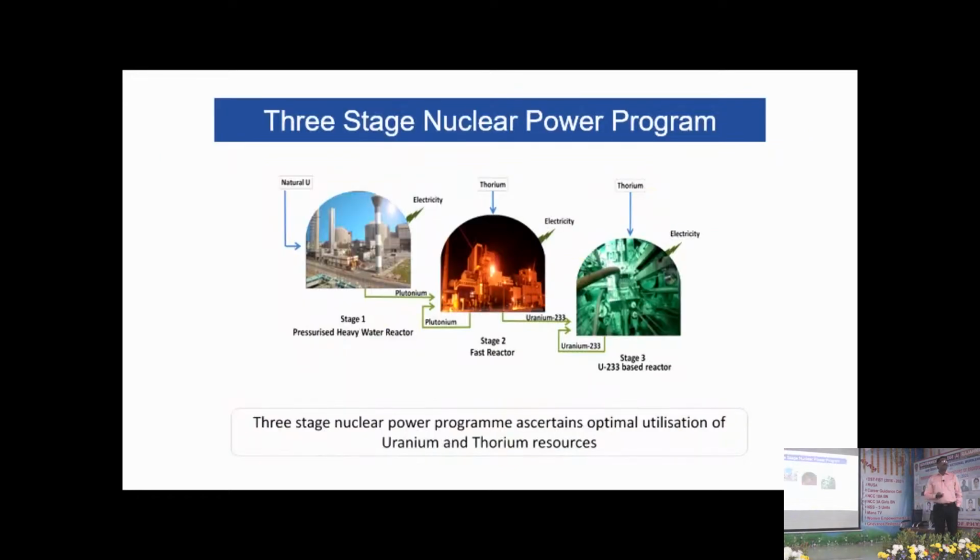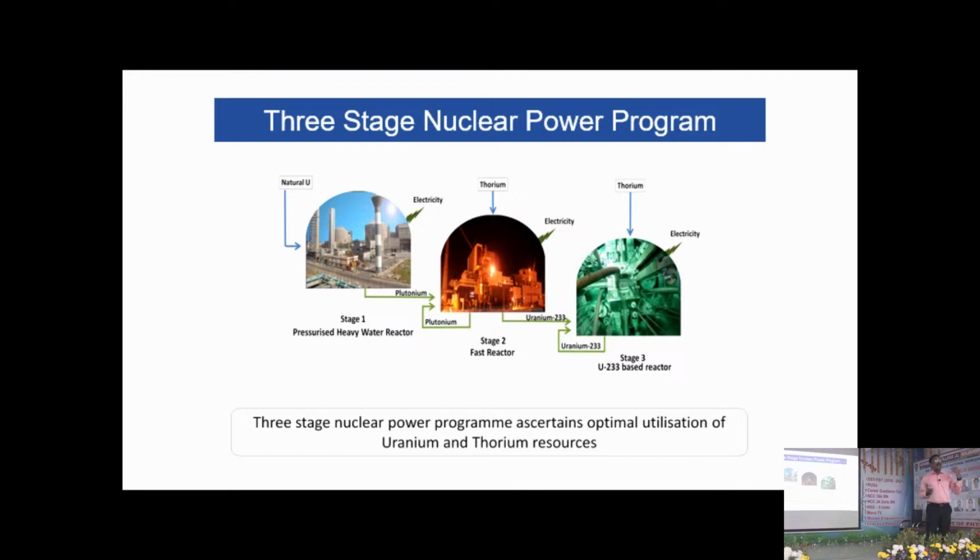So this 3-stage program also was explained. Today we are in the first stage where PHWRs are used, with natural uranium which we will have for another 50 to 80 years with the new mines that have come. We will be able to sustain that. Once the fast breeder reactors come, we can use the spent fuel. One thing we have to remember is we are following a closed nuclear fuel cycle. The entire waste or spent fuel is being used either for creating more fuel for the next generation, or those fission products are used for good utilization, which I will explain later.